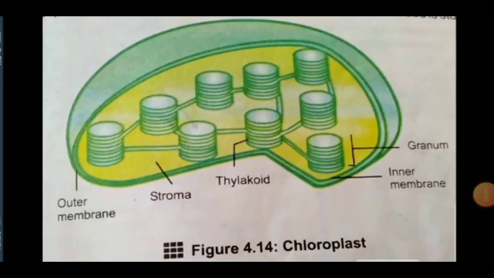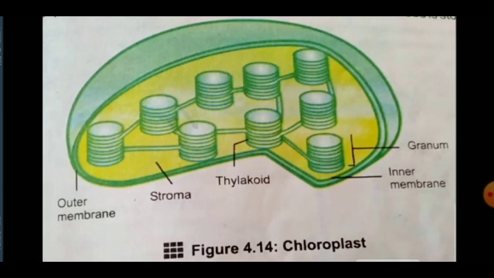On page number 62, the next cell organelle are plastids. Plastids are membrane-bound organelles but only present in plant cells and algae cells. There are three types of plastids. Number 1, chloroplast. You can see in the diagram that it has a double membrane. The outer membrane is smooth while the inner layer gives rise to thylakoids. A pile of thylakoids is called granum, and the fluid present inside the chloroplast is called stroma. Chloroplasts contain green pigment called chlorophyll present in the thylakoid.